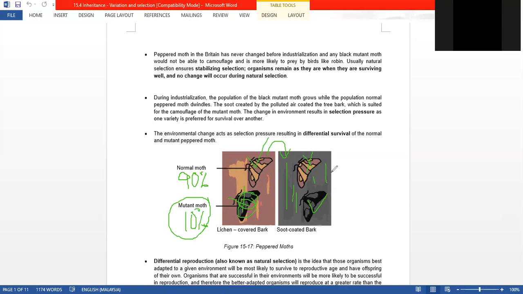So in that case, after a few generations, after 5 to 6 years, the population of pepper moth dropped significantly to 60%, while the black moth increased to 40%. Why? Because they can live on to adulthood and pass on their genes to their offspring. So more and more mutant moths come about.